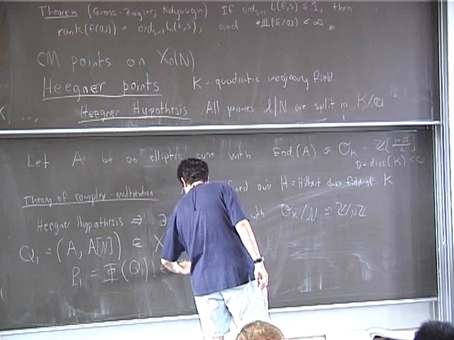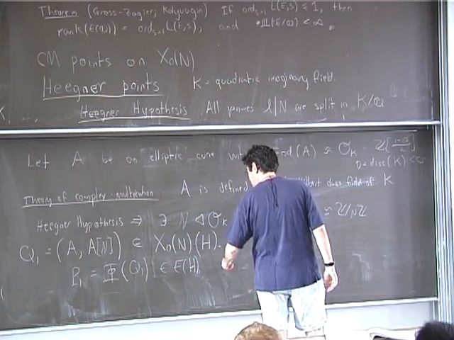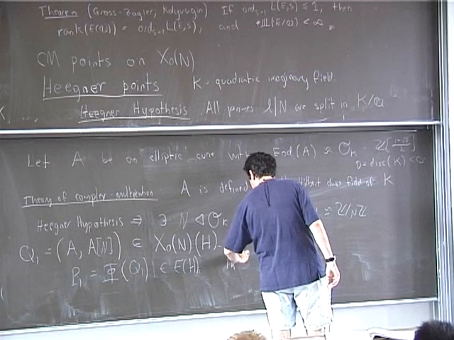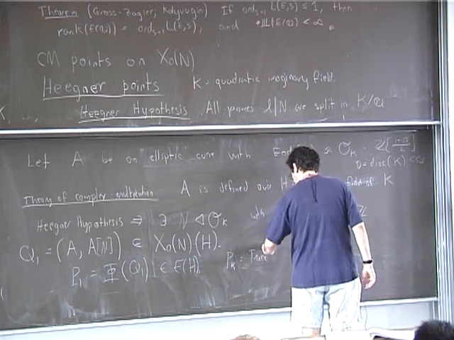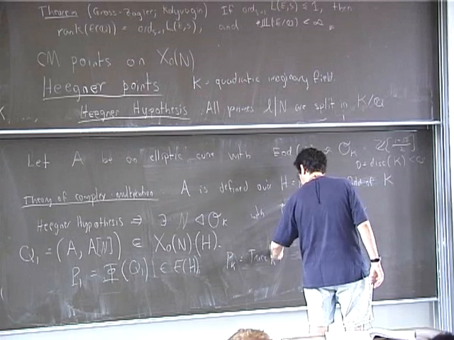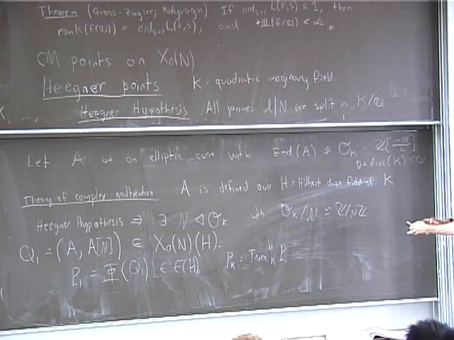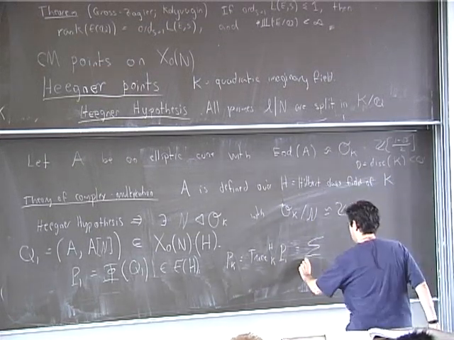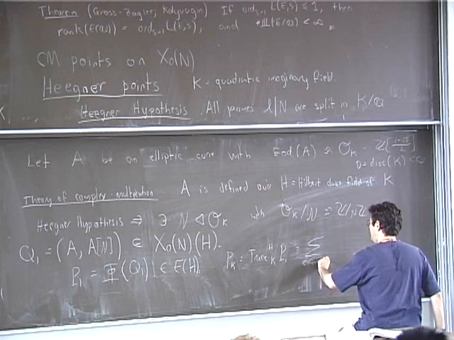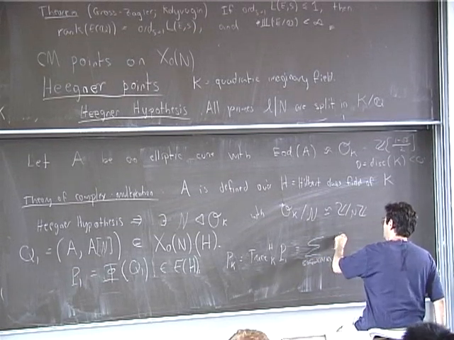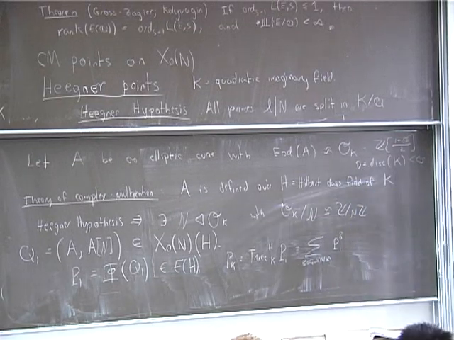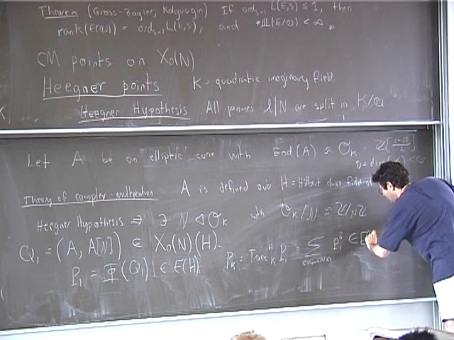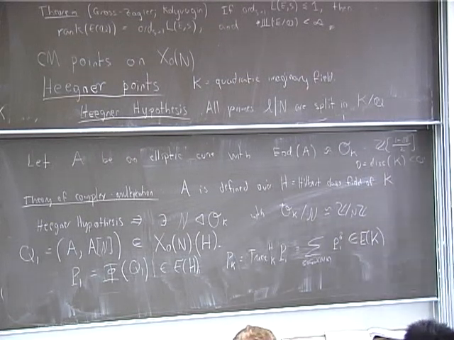So in E of H. And following the notations I introduced last time, I will call P sub K the trace from H down to K of this point P1. I can take the trace because now I'm on the elliptic curve, which has a group law. So this is just the sum over sigma in the Galois group of H over K of the translates of P1 under sigma, and this point is defined over K by its construction right here. So it's invariant under the action of Gal H over K. So it's a K rational point.